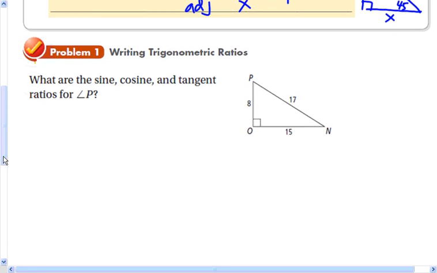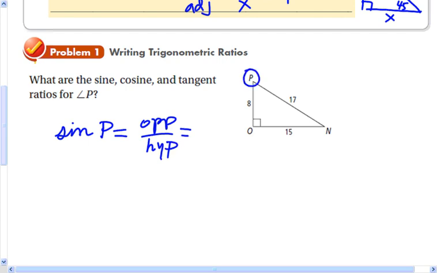All right, so let's use these ratios here. Make sure we can tell which ratio is which. Let's start with the sine. So the sine of P is equal to the opposite over the hypotenuse, which is, in this case, opposite P is 15, and the hypotenuse, of course, is along the side, which is 17.